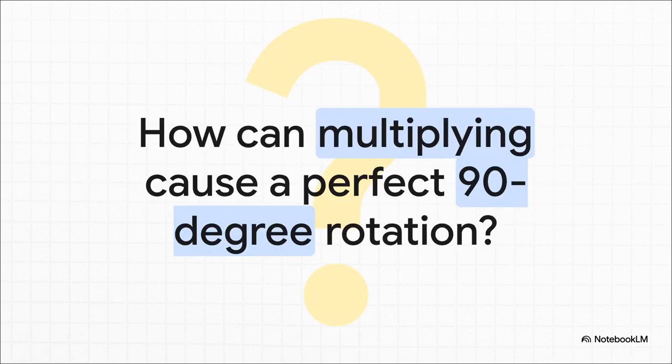Wild. So this is the big question, right? It almost feels like a magic trick. How on earth can multiplying by a number cause a perfect rotation? It just doesn't seem to make sense. Well, to figure it out, we've got to learn the rules of the game.